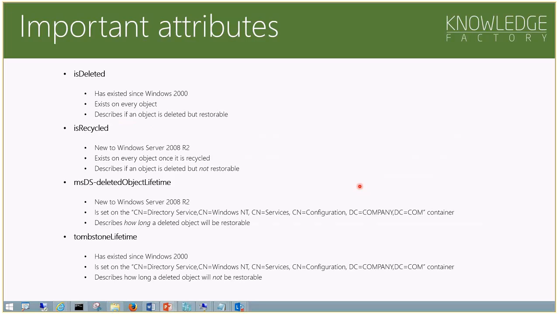So the attributes I talked about. The important ones to remember, there are a lot more attributes, but I chose four. isDeleted has been around since 2000, exists on every object, and it tells you that it's deleted, but you can restore it. isRecycled, which is 2008 R2, also exists on every object. It tells you it's deleted, but you can't restore it. Well, you can restore it through an authoritative restore, of course.